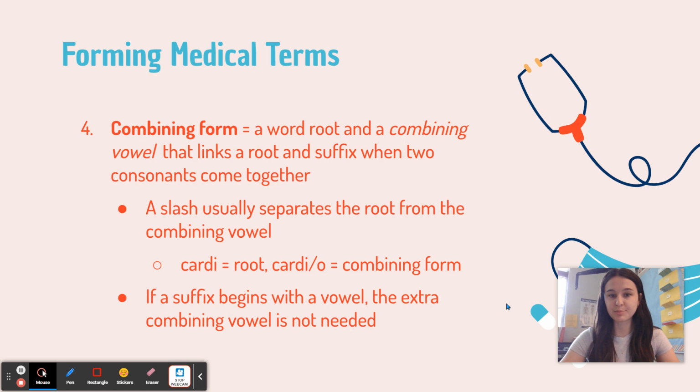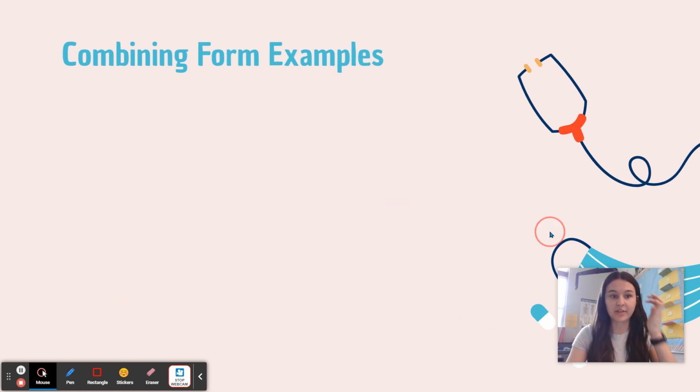However, if a suffix begins with a vowel, we don't have to stick in an extra one. So we only want a combining vowel in between a word root and a suffix if they both start and end with a consonant, or not a vowel. If there's already a vowel in there, then we're good and it's going to sound okay when we say it. So let's talk through some examples of that.